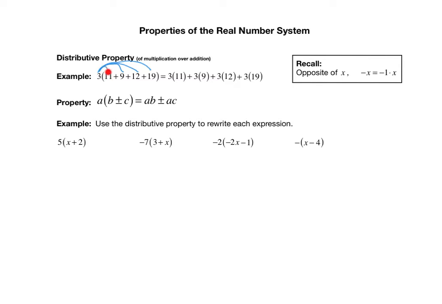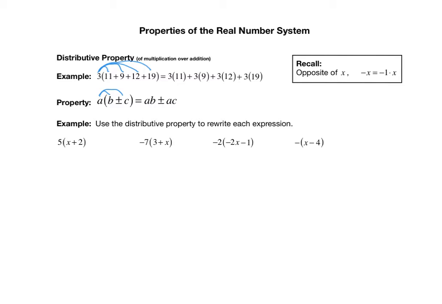This distributing of the 3 into this sum is exactly what we're talking about, the distributive property of multiplication over addition. 3 times the sum, the 3 can multiply in with each part of the sum. The generalized form of this is if you've got A times a sum, or technically a difference, you can distribute the A into the B and into the C, and you'd have AB plus AC if you had the addition here, or AB minus AC if you had the subtraction here.